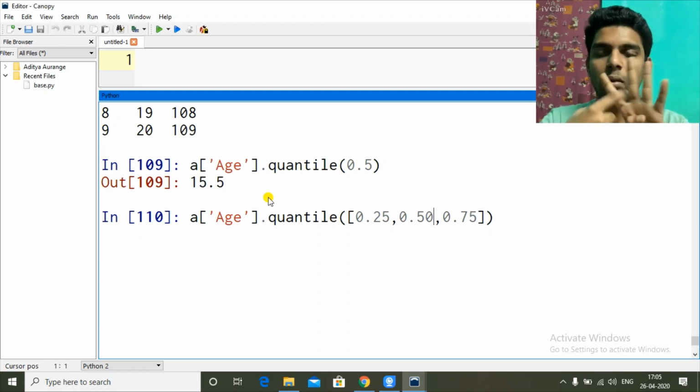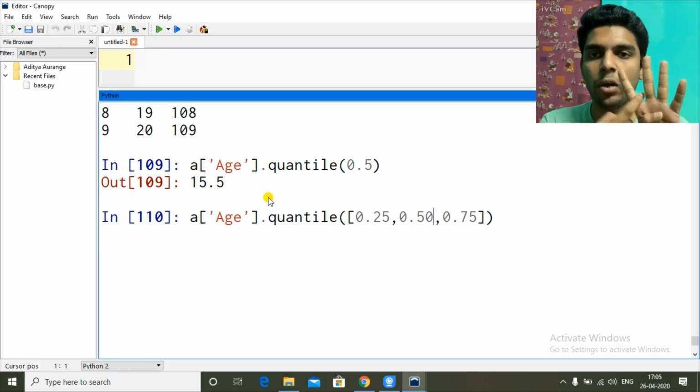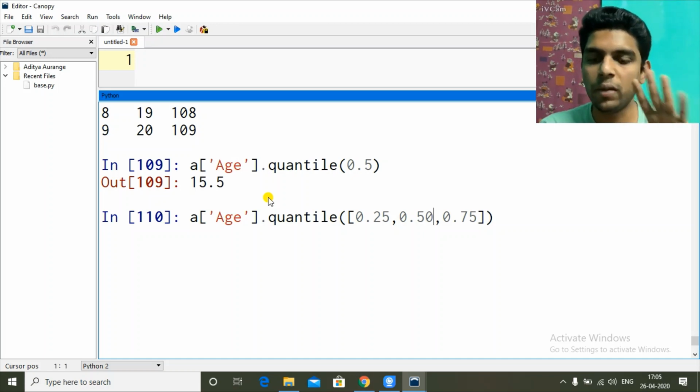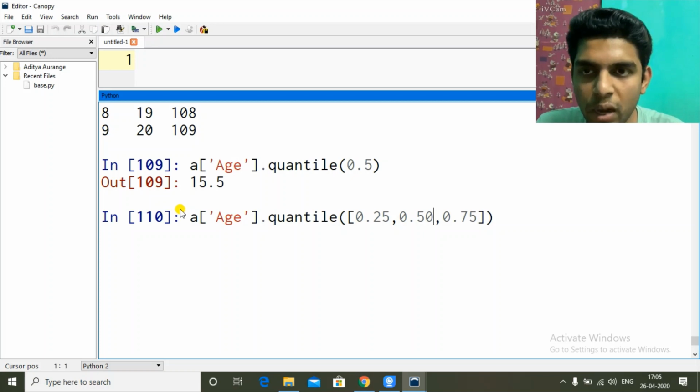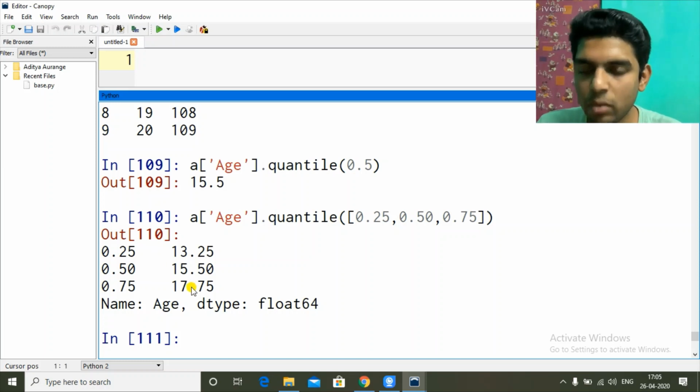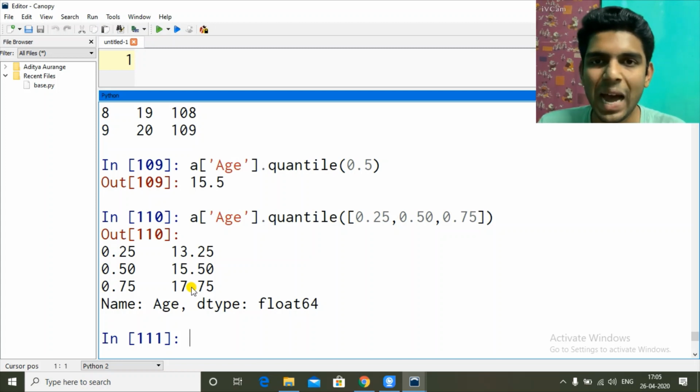Because the value at 0.25, or the 25th percentile, will have 25% of the values below it and 75% of the values above it. The quantile at 0.5, or 50th percentile, will have 50% of the values to the left of it and 50% to the right of it. So quantile at 0.25, 0.5 and 0.75 are my quartiles. If I press enter, I get these 3 values. That's it, this is my quartile. I hope you got it.